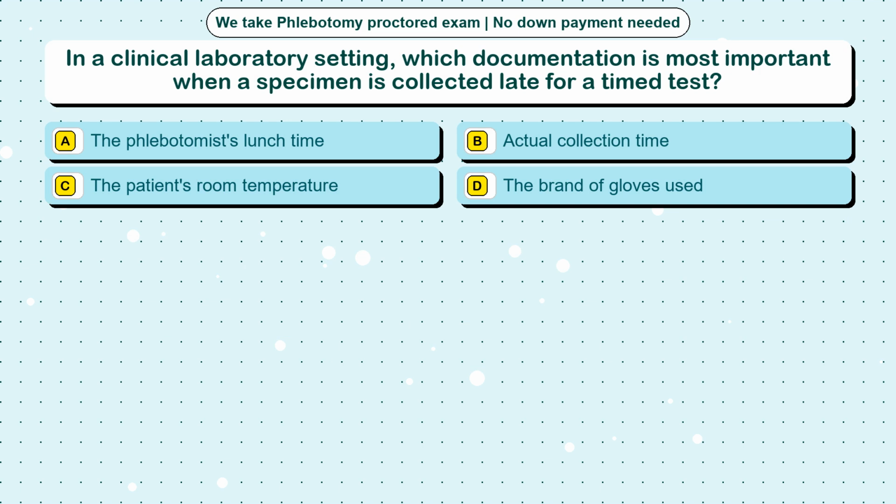Question 1. In a clinical laboratory setting, which documentation is most important when a specimen is collected late for a timed test? Option A. The phlebotomist's lunch time. Option B. The actual collection time. Option C. The patient's room temperature. Option D. The brand of gloves used.